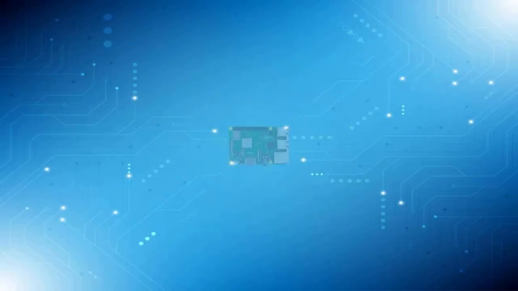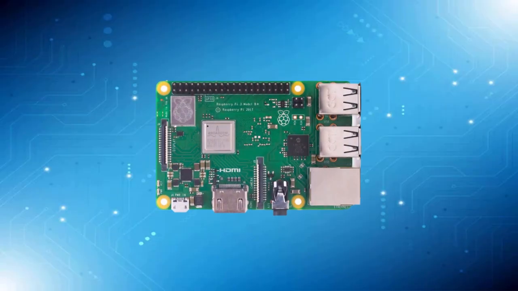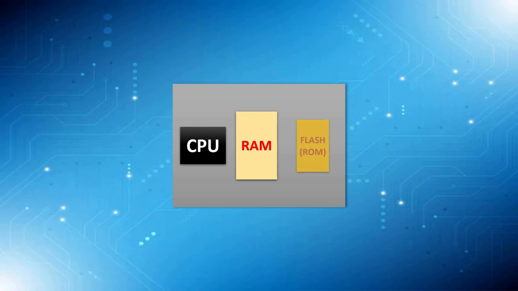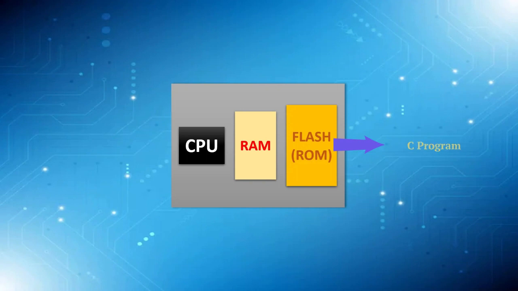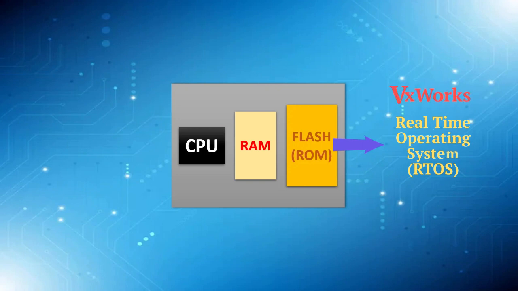Okay, so what we have here, an embedded system with a processing unit, a CPU, a flash memory where the embedded web server software resides. The embedded web server software may be coded using C programming or C++ and may contain a real time operating system like VxWorks, which enables multitasking, networking, and providing security measures such as authentication and encryption and much more.